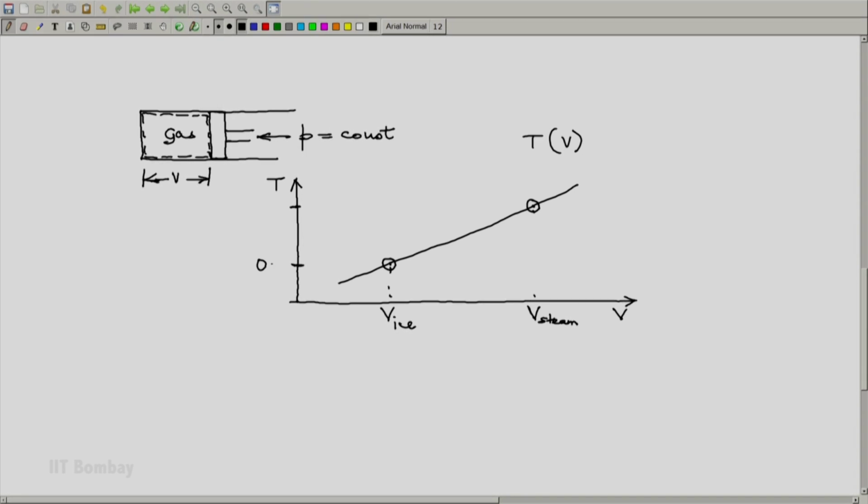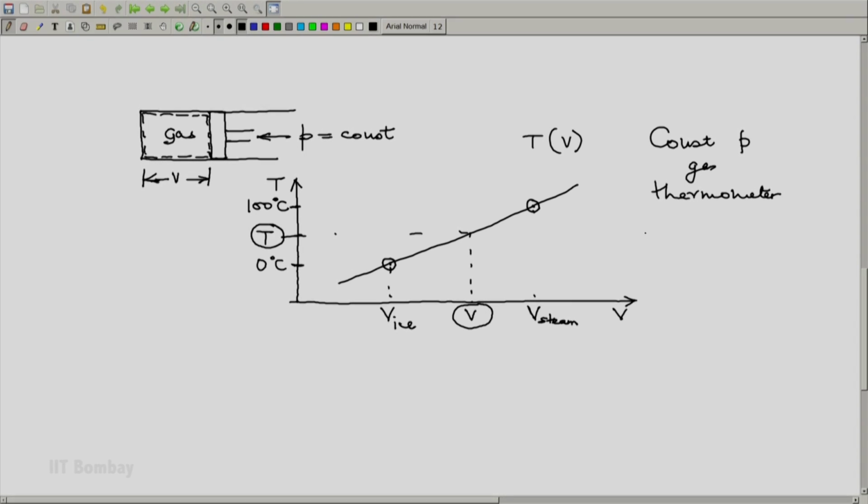Let us say this would be 0 degrees C, this would be 100 degrees C, and some system which is in thermal equilibrium has a volume, say V. From this calibration chart, we will say that it has this temperature. If this is the volume, as indicated by the system, this will be the temperature on this constant pressure gas thermometer.